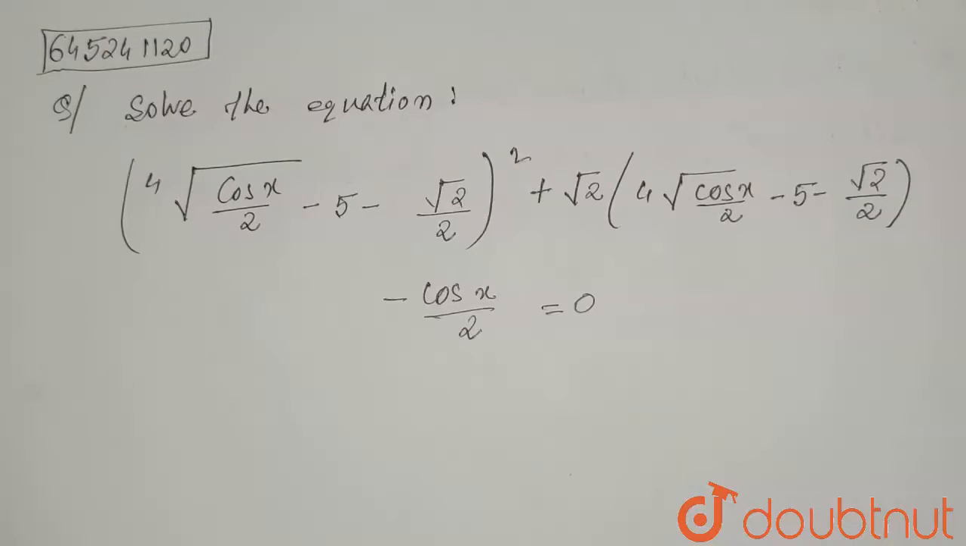Hello everyone, the question is: solve the equation (4 root cos x/2 minus 5 minus root 2/2) whole square plus root 2 into (4 root cos x/2 minus 5 minus root 2/2) minus cos x/2 equals 0.